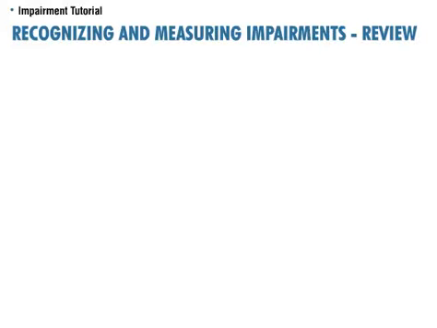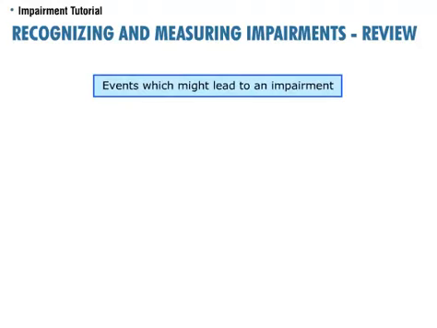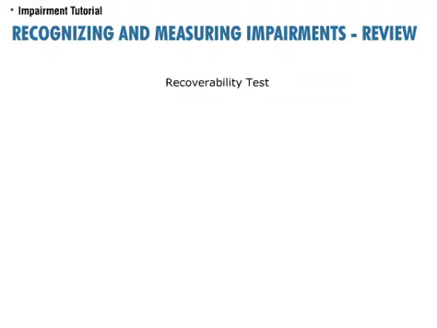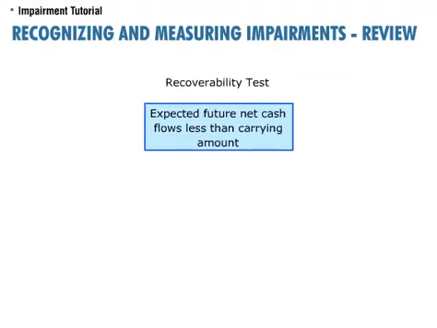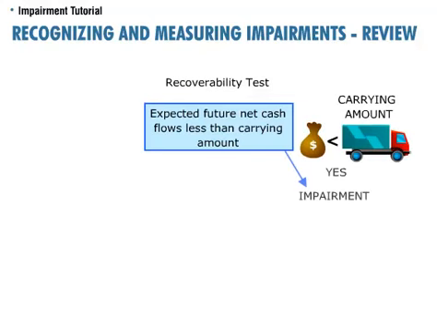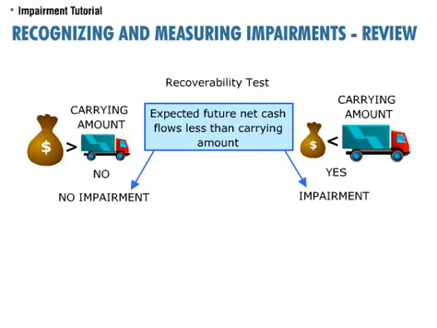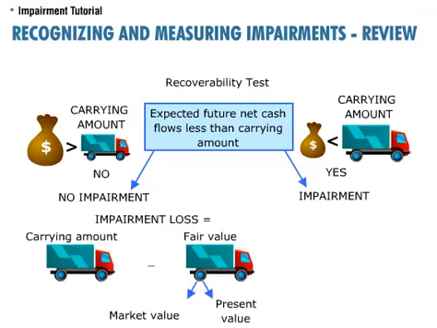To summarize, the process of determining an impairment loss is as follows. Review events or changes in circumstances for possible impairment. Next, if the review indicates impairment, apply the recoverability test. If the sum of the expected future net cash flows from the long-lived asset is less than the carrying amount of the asset, an impairment has occurred. If not, no impairment has occurred. Assuming an impairment, the impairment loss is the amount by which the carrying amount of the asset is greater than the fair value of the asset. The fair value is the market value or the present value.